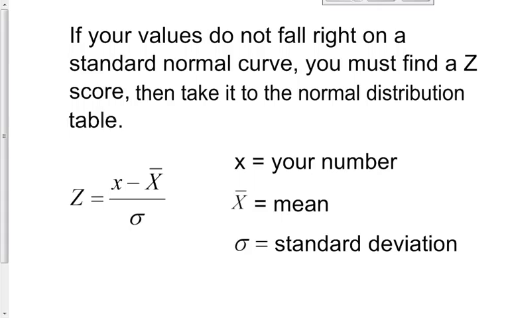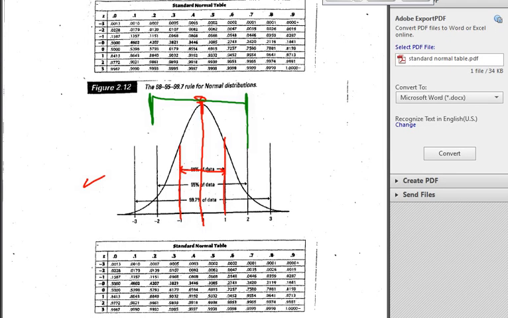What happens if your values don't fall right on one of these bars, right on average plus 1 or average minus 2? Then you have to do what's called a z-score. If your values do not fall right on a standard normal curve, you must find a z-score. Then you'll take your z-score to what's called a normal distribution table. That's the top part of the half sheet that I gave you. So your bell curve is on the bottom, your standard normal distribution table is on the top.